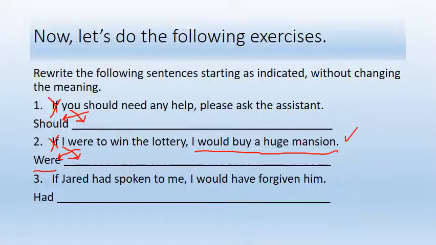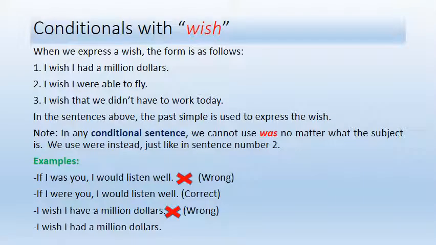Okay? Totally correct. 3. If Jared had spoken to me, I would have forgiven him. Had. What do? Had Jared spoken to me, you continue like that, I would have forgiven him. Those are the conditionals without if. Now you have the conditionals with wish. I wish. How do you write those?